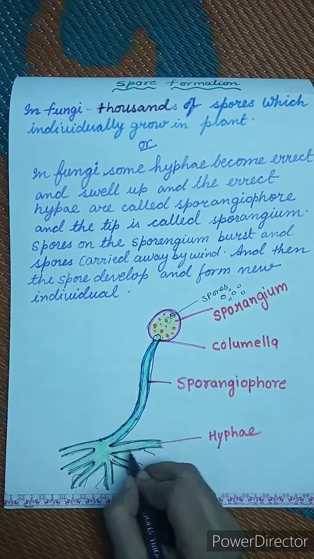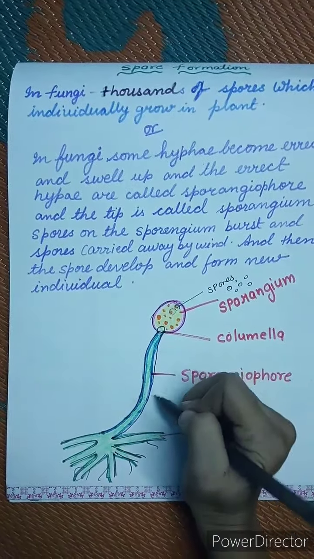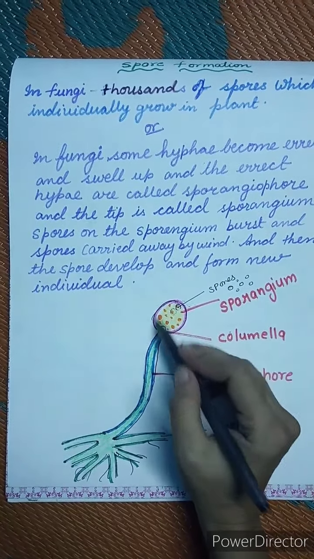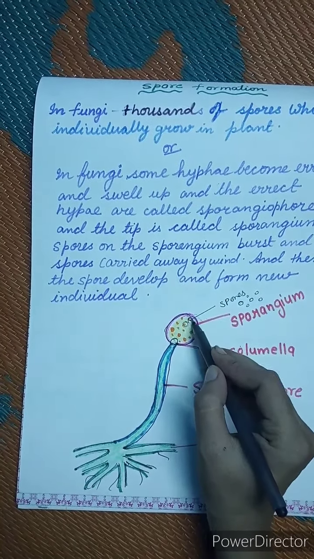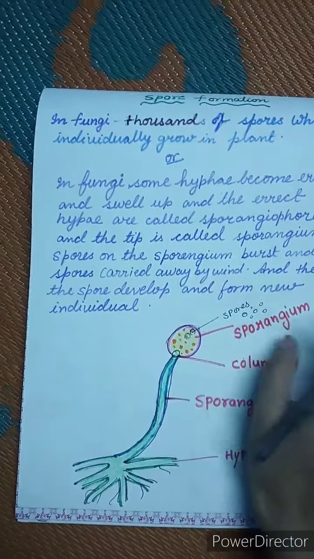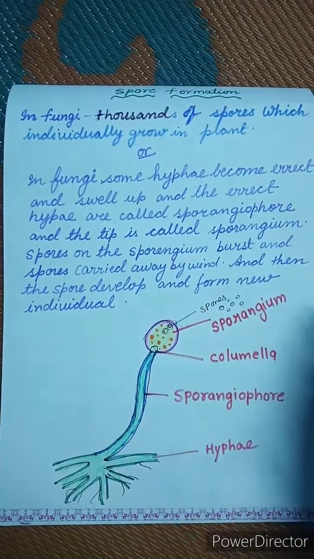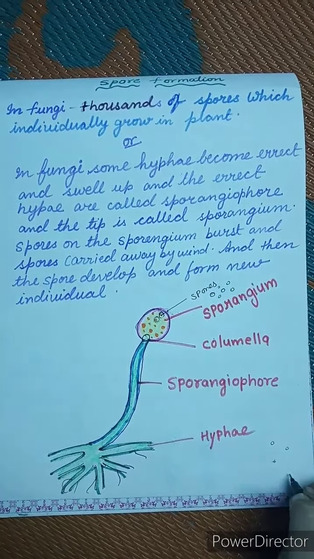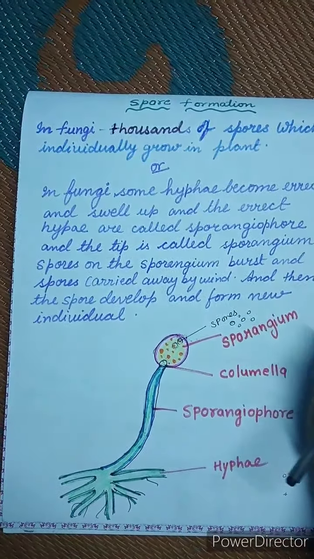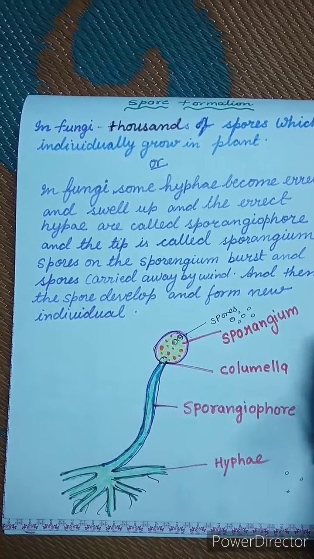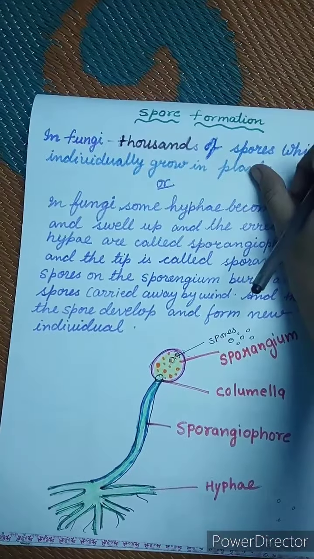So this is hyphae. Hyphae becomes erect and swells up at the tip. This is called sporangiophore, and this is called sporangium. The sporangium swells up, and the small spores in it burst out, and then they are carried away by the wind, and then the spores develop and give rise to a new individual. So this is called spore formation. The formation of new individuals from thousands of spores is called spore formation.